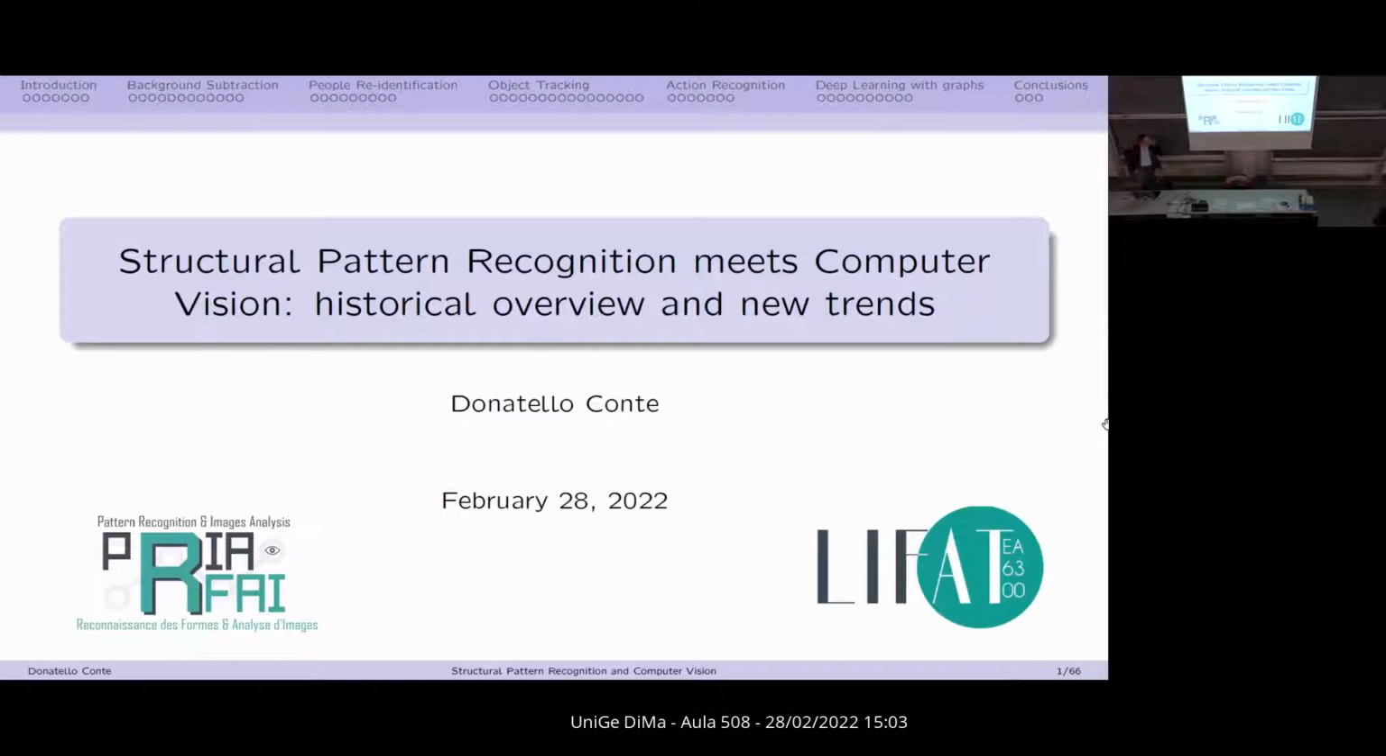I'm a member of a pattern recognition and image analysis team in the computer science laboratory of Tours, and I will present you some past works and some new directions we are taking for this topic.